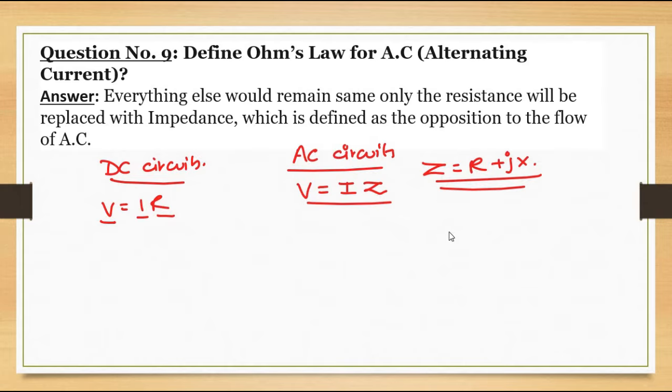If the circuit is inductive in nature, then the impedance will be R plus jX, and if the circuit is capacitive in nature, then impedance will be R minus jX. So you just need to put the value of Z instead of R, and that will become your Ohm's law for alternating current.